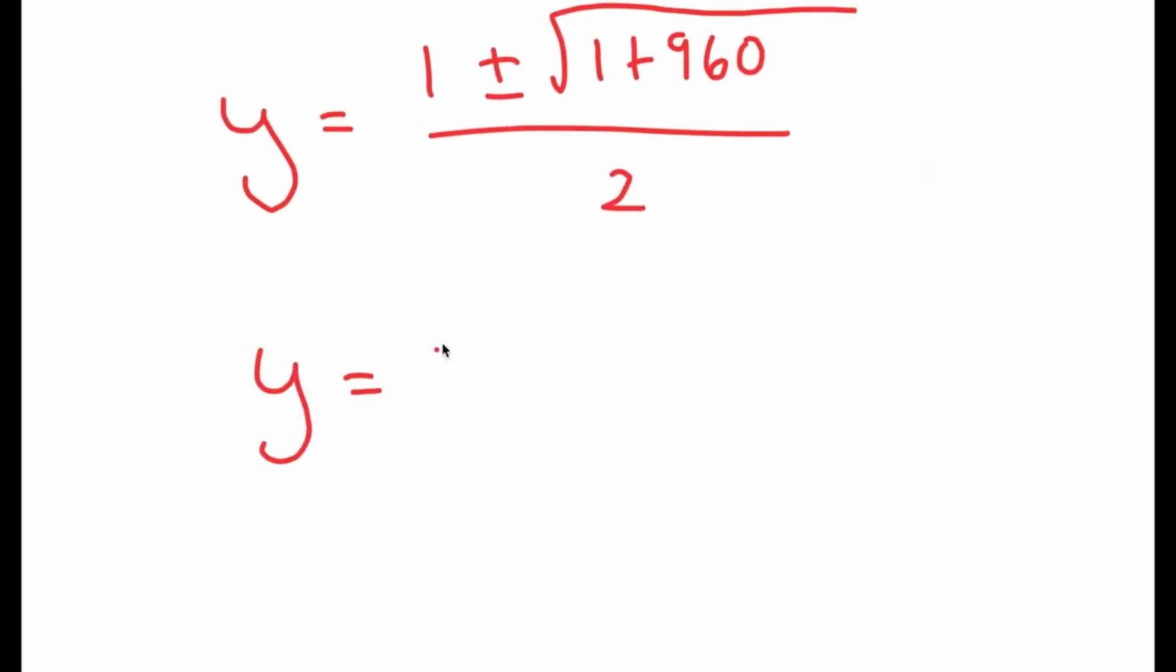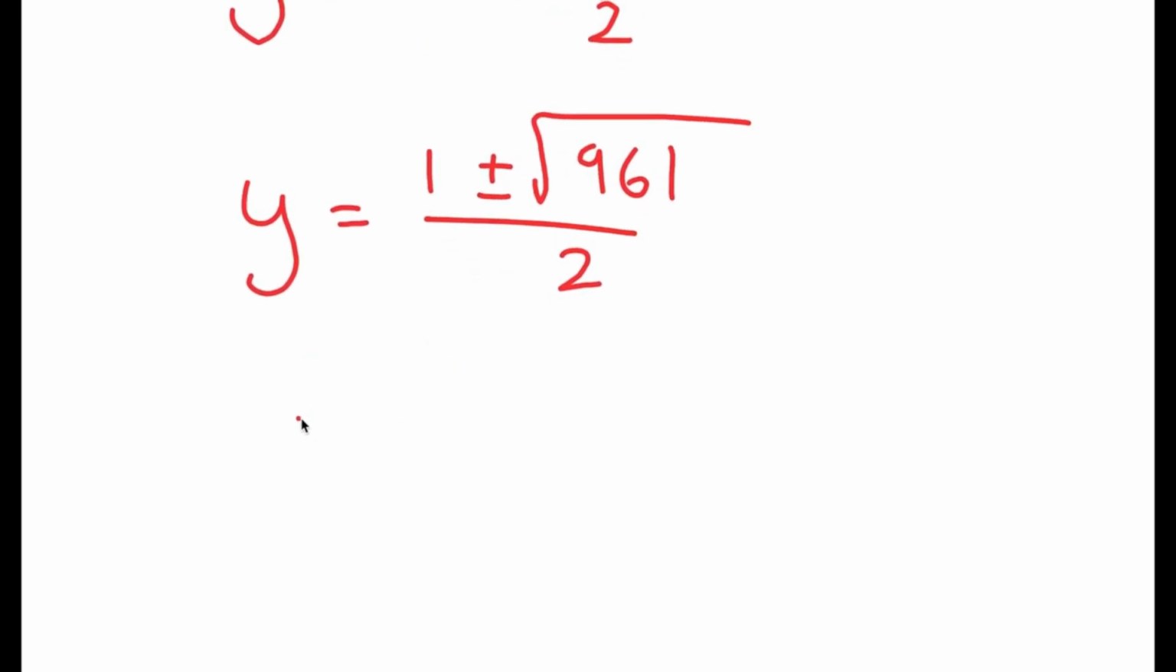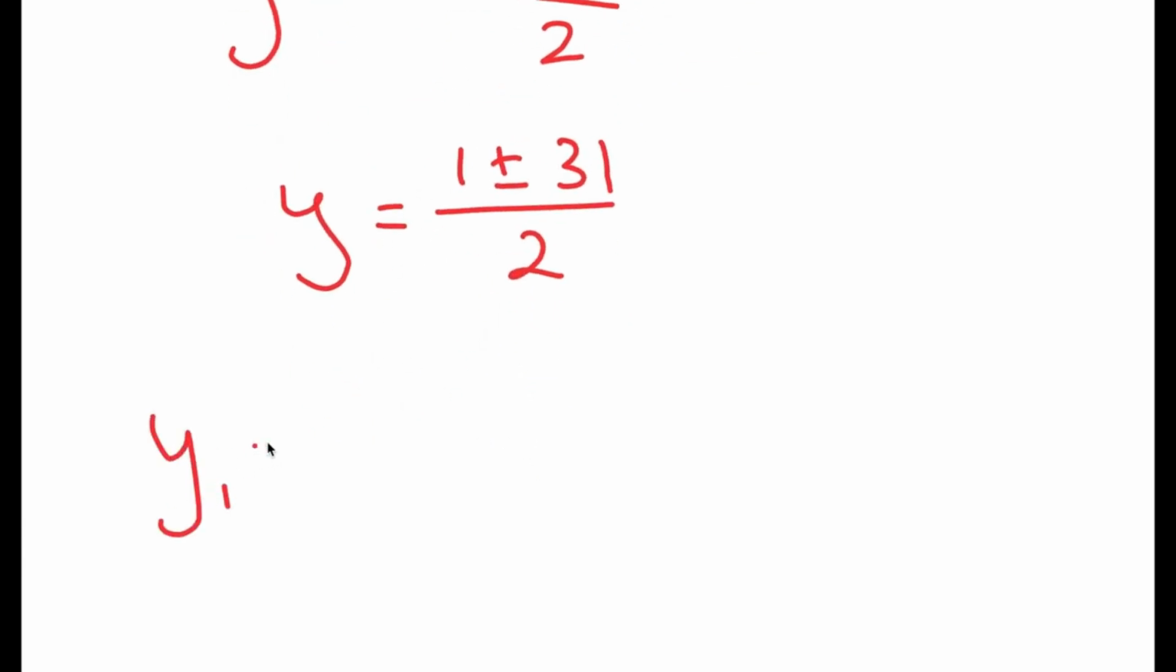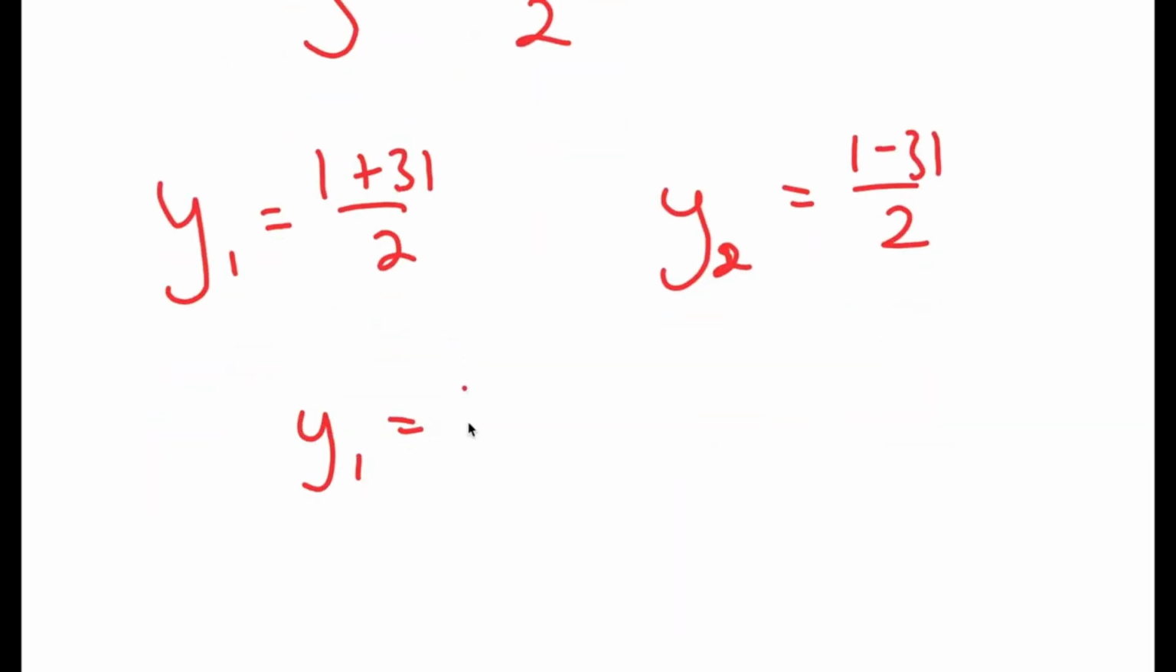And this turns into y is equal to 1 plus or minus the square root of 961 over 2. So now, the square root of 961 is 31. So I get y equals 1 plus or minus 31 over 2. And now I have two solutions. I have y equals 1 plus 31 over 2, and y equals 1 minus 31 over 2. So my two solutions are 17 and negative 15.